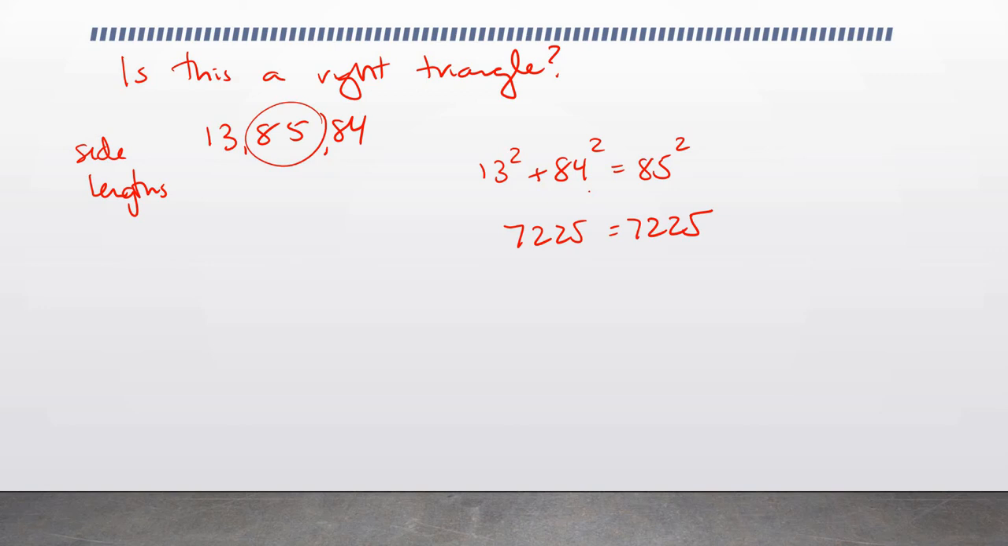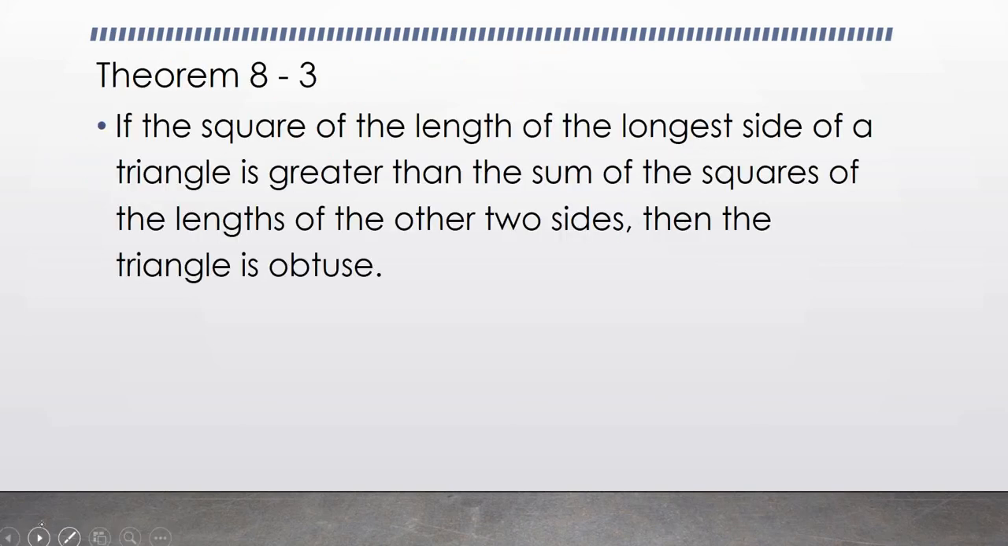Now we're going to look at some other things when it doesn't equal exactly the squares. What else can we tell? Theorem 8.3 says if the square of the length of the longest side of a triangle, again, we're not calling that the hypotenuse because we don't know if this is a right triangle or not, is greater than, not equal to anymore, but greater than the sum of the squares of the lengths of the other two sides, then the triangle is obtuse.